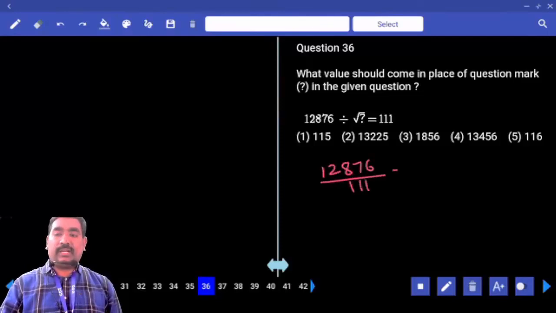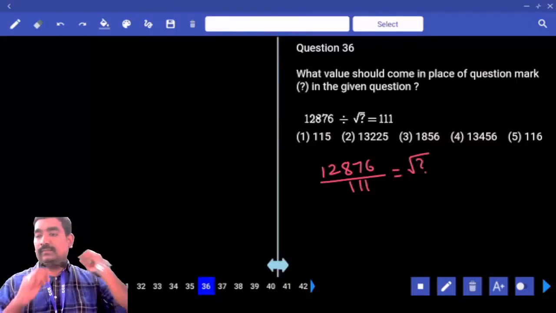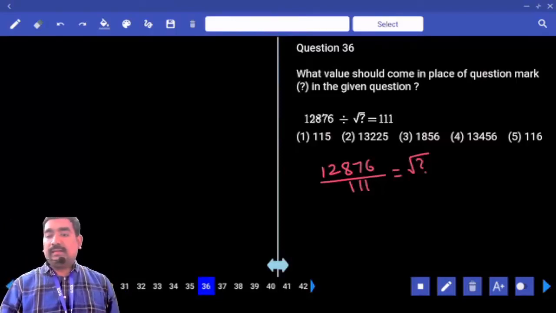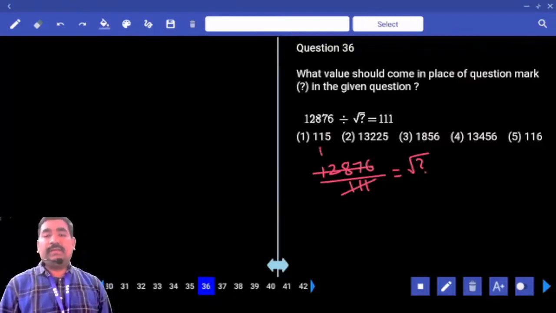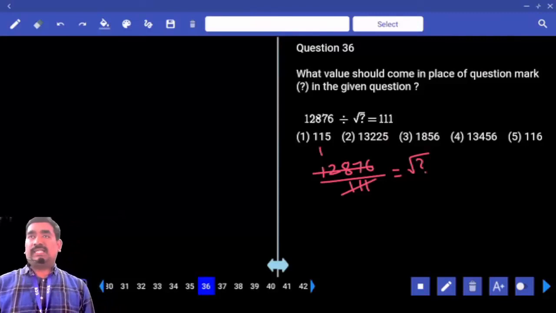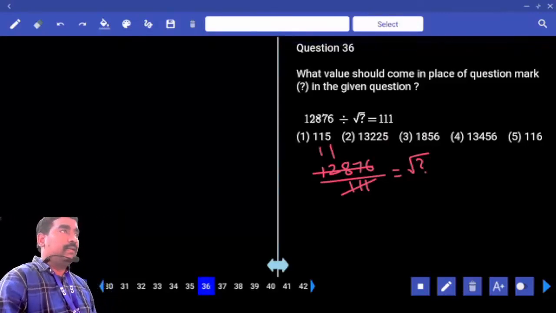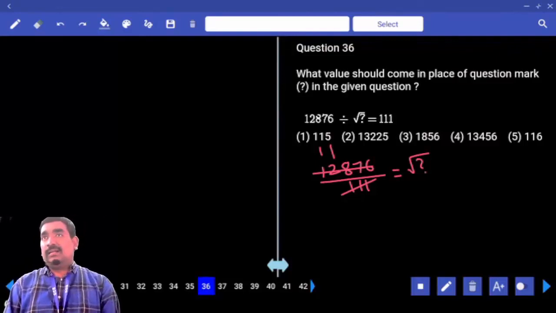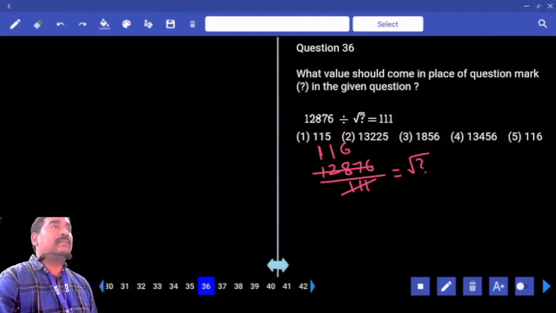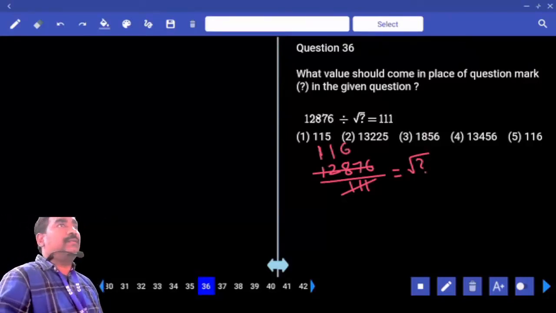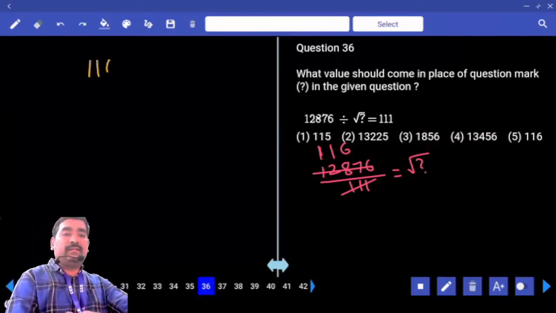12876 by 111 equal to square root of question mark. Triple one. 1 time triple one. Left with 17 or not? 177. 177 means again 1 time triple one. Left with 66 or not? Triple six. Triple six means triple one 6 times. Square root of question mark equals 116. Then question mark equals 116 whole square.